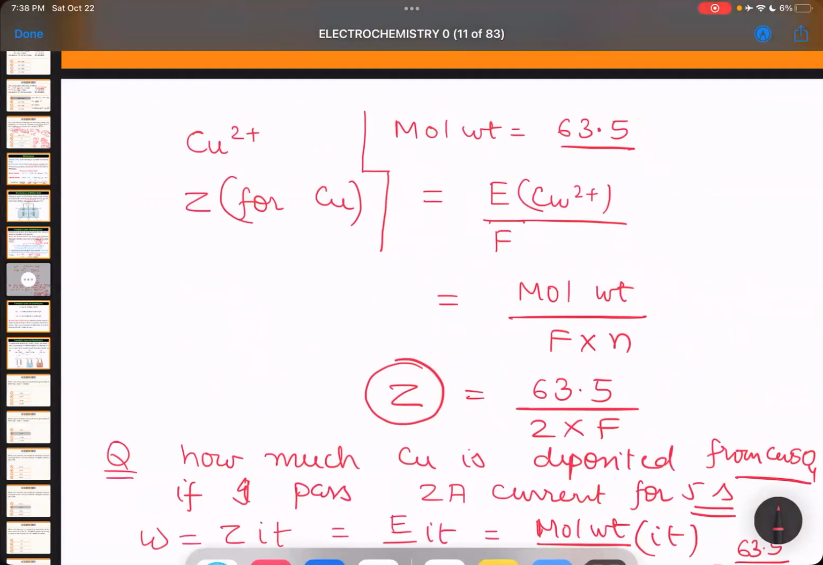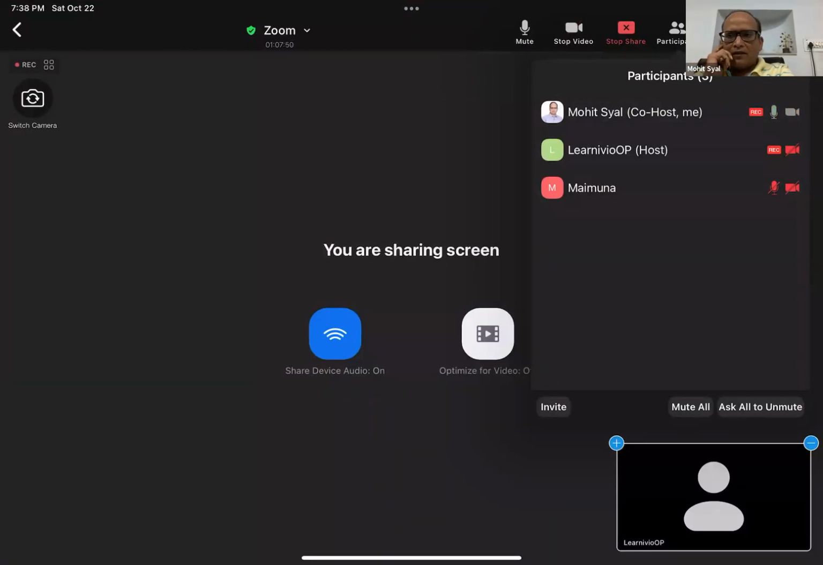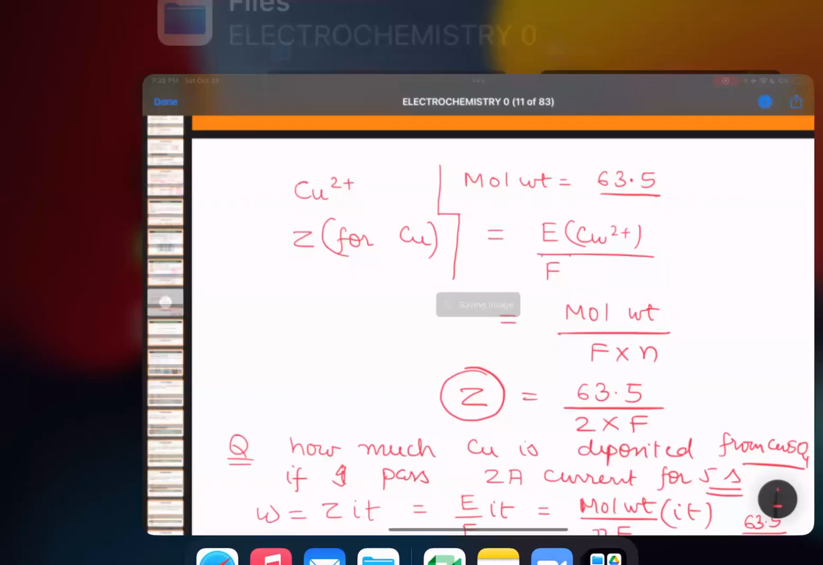Understood? Any doubts in this? Faraday's first law? Very simple. W equal to ZIT. Z is the electrochemical equivalent, and Z equal to E by F. E is the equivalent weight. Equivalent weight is molecular weight by N. So W equals M by NF into I into T. Time should be in seconds, that you should remember. It should not be in minutes, right?